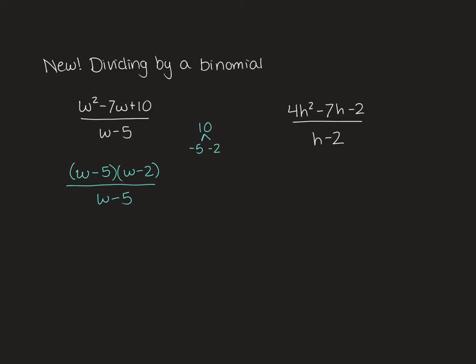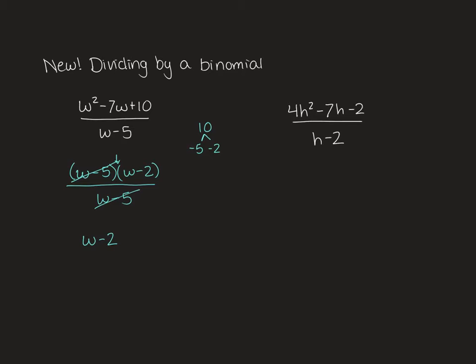What is the same in both the numerator and denominator? It's the w minus 5. And since multiplication is happening right in between those two terms, we can cancel them. And the only thing that's left is w minus 2.